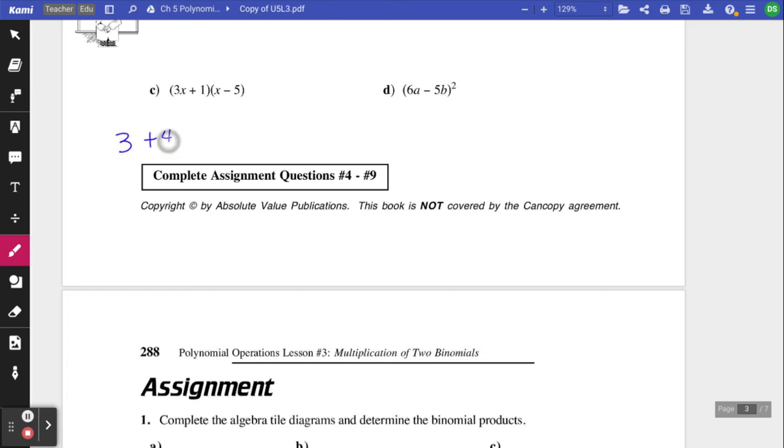Remember when we were doing this? 3 plus 4 squared. Do you think that's the same as 3 squared plus 4 squared? Okay. What is 3 squared? And what is 4 squared? So this answer is what? 25. What is 3 plus 4? 7 squared. Wrong. It does not work. You cannot do that ever. Why doesn't that work?